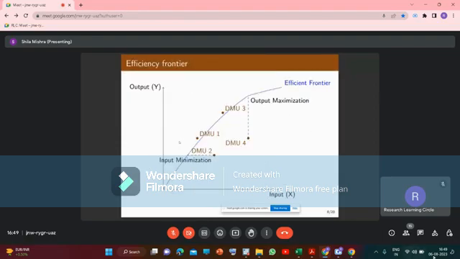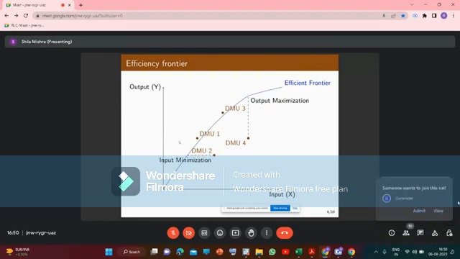Now, moving further, how does it function? On the y-axis we have one output, and on the x-axis we just have one input. So it's a simplistic form which I'm trying to explain via a graph. What it does is that we have four decision making units. You can assume that these are the four branches of State Bank of India, let's say in Uttar Pradesh.